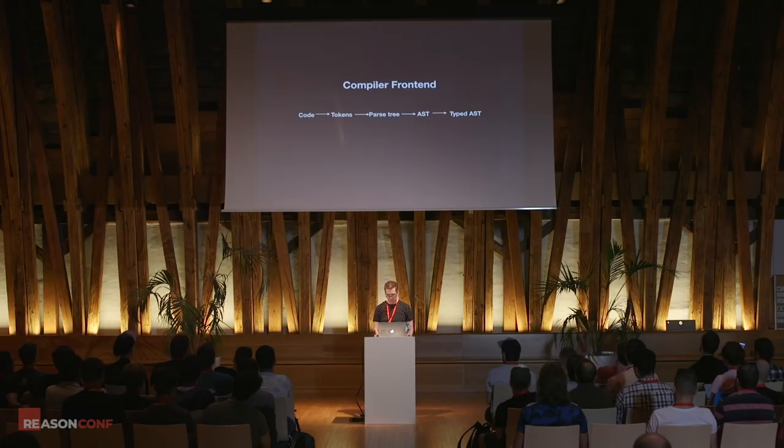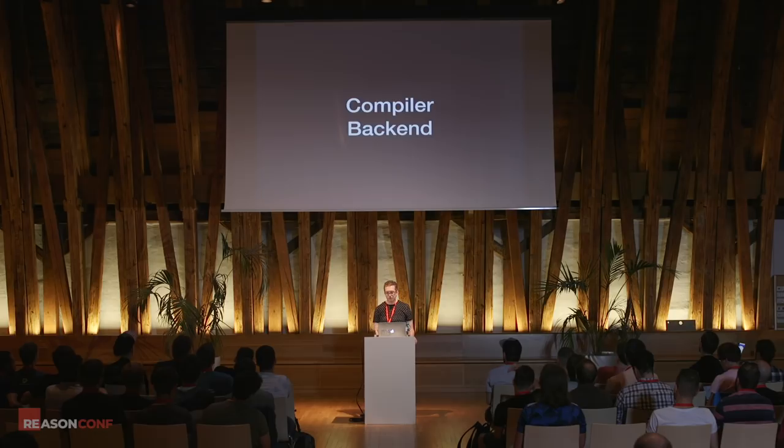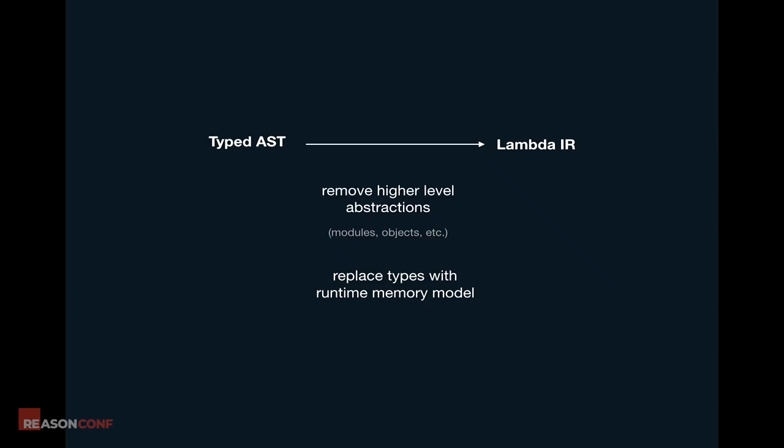So now let's take a look at the other part, the backend of the compiler. Here we take our typed AST from the front end and turn it into the first intermediate representation, called the lambda representation. This is also the place where the code goes from being more readable for humans towards more targeted towards the machine. So the higher level abstractions, like modules and objects, disappear here. Also, the types that we had before are now replaced with the runtime memory model. So it doesn't really matter here anymore what the types are, because we are sure what they are already. Which is, of course, really powerful, because now you don't need to do anything at runtime.